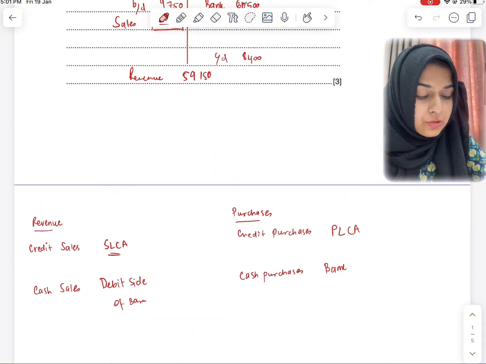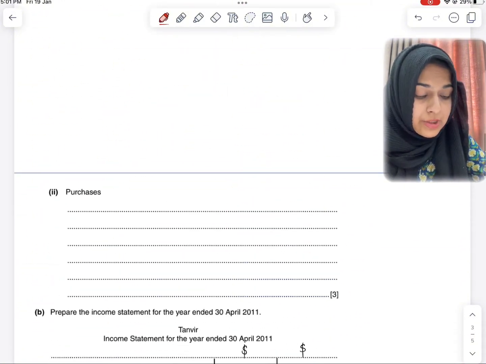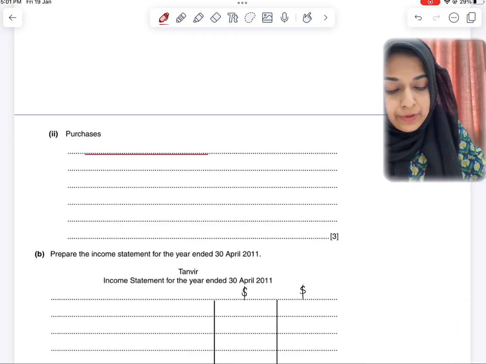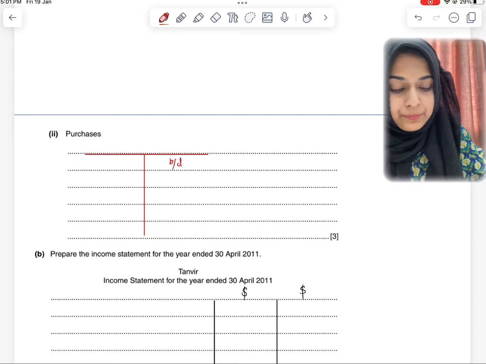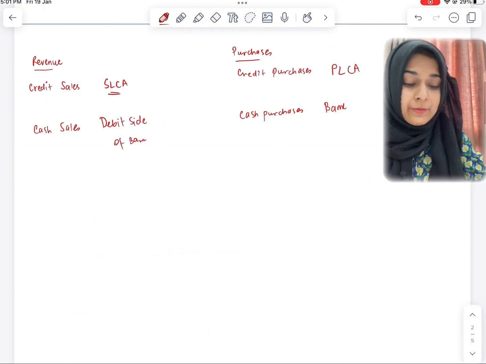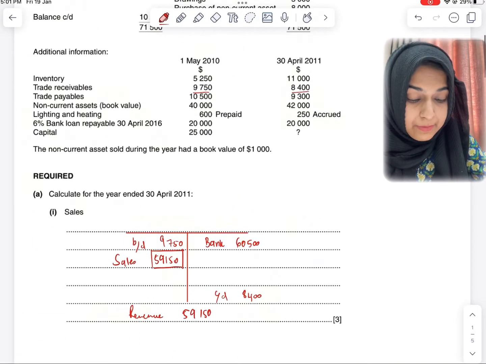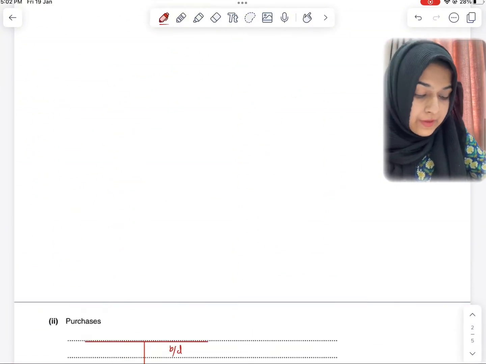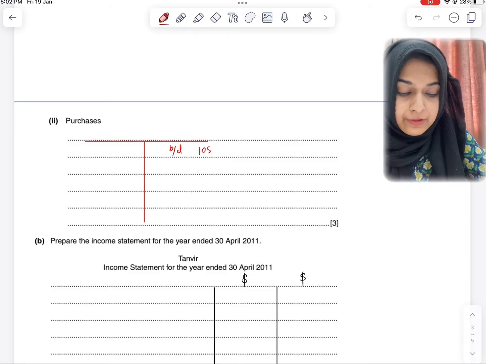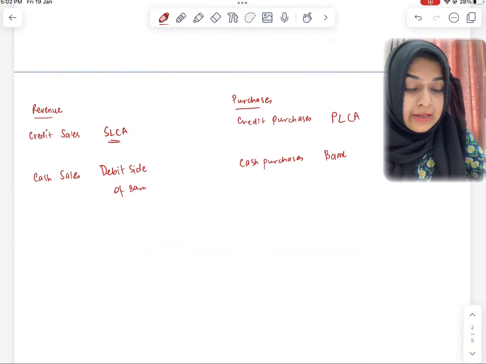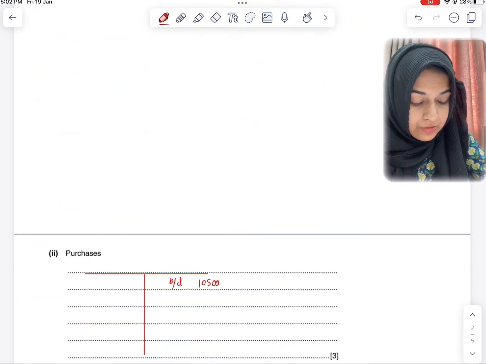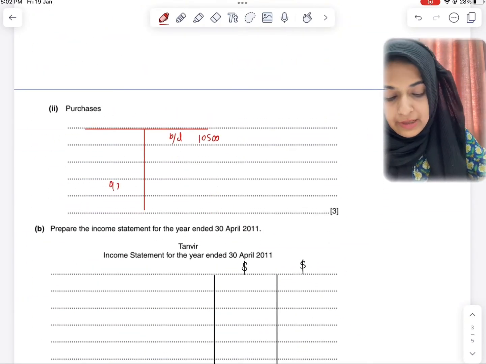So when you make a purchase ledger control account, I'm trying to calculate purchases in my next part. And for this, I need my trade payables at the start, which is brought down, and will come on the credit side for trade payables. So trade payables here are 10,500 at the start of the year. So you start with 10,500. And at the end of the year, your trade payables are 9,300. So you write here 9,300.